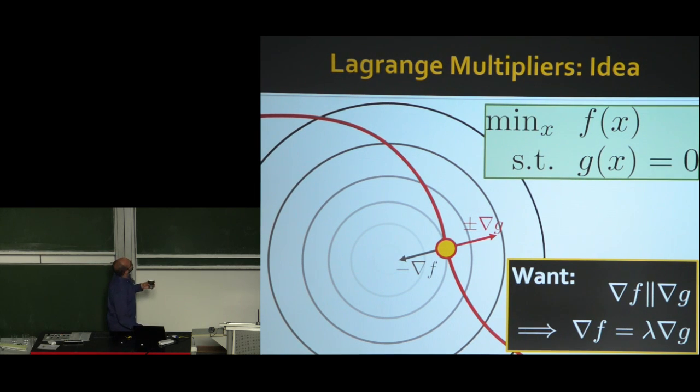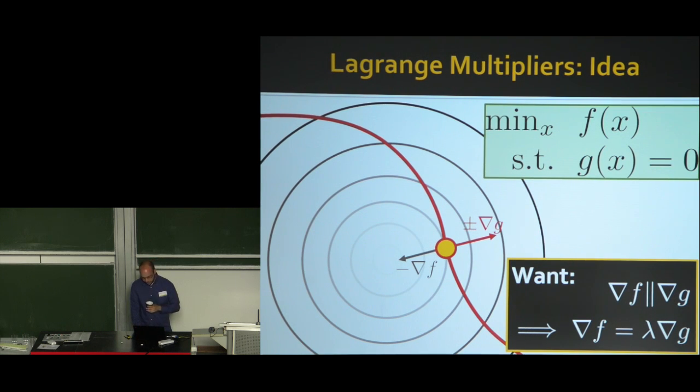Essentially, what this is saying is that minus the gradient of f is pointing in the direction where I can decrease f, and the gradient of g is pointing in the direction where I'm going to violate the constraint. So if these two things are parallel, the only way I can decrease my objective is by violating the constraint, which is bad news. So when I'm looking for an x that solves this optimization problem, what I really want is that the gradient of f at x is parallel to the gradient of g at x. In other words, grad f is equal to lambda times grad g.